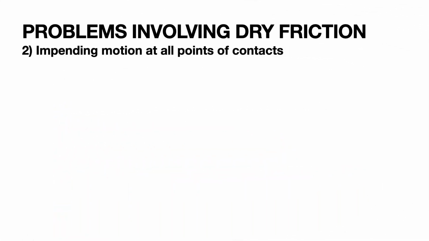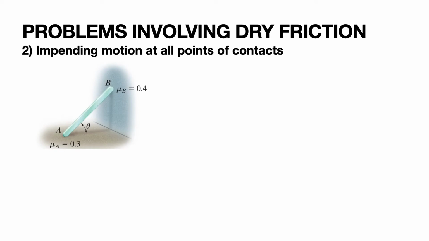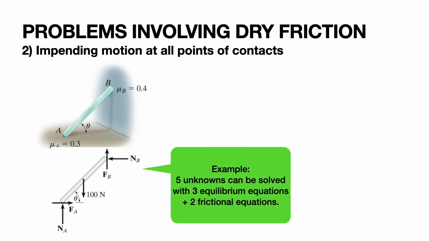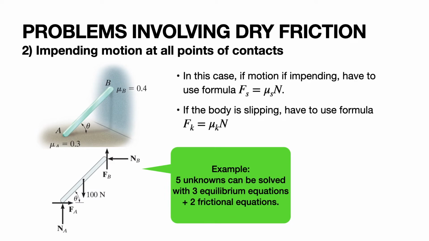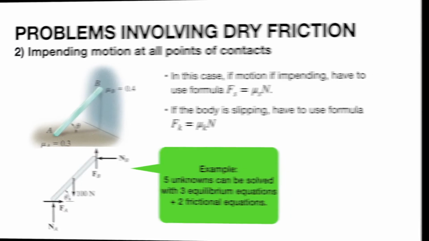The second problem involving dry friction is impending motion at all points of contact. Consider this single member which is being held on to 2 surfaces. So there will be 5 unknowns, which can be solved with 3 equilibrium equations and another 2 frictional equations. One is a frictional equation for the static case and another one is a frictional equation for the kinetic case.